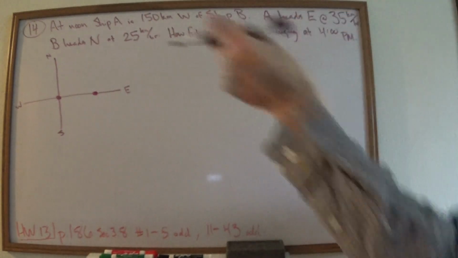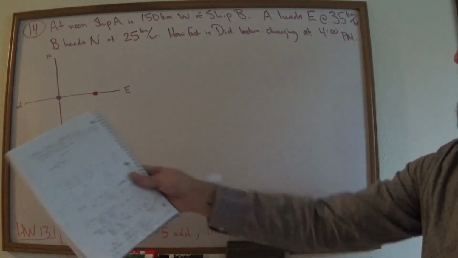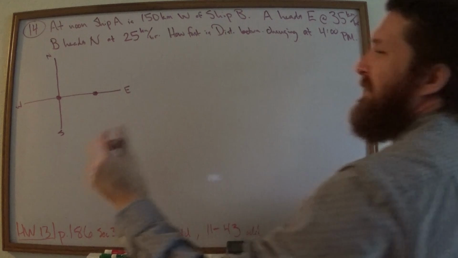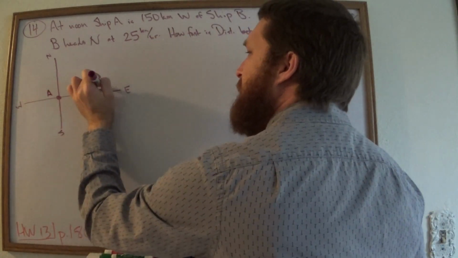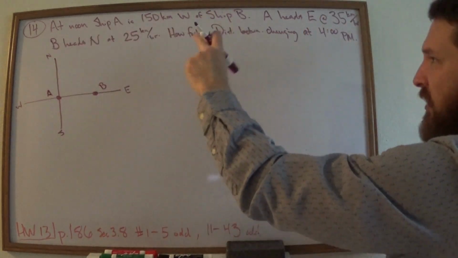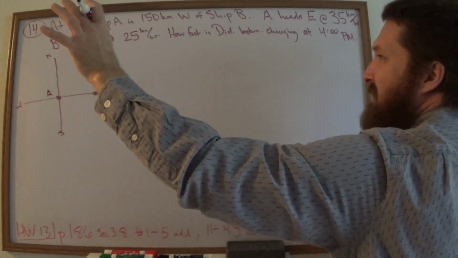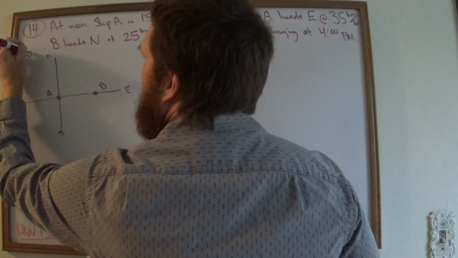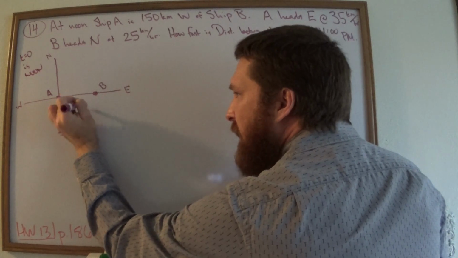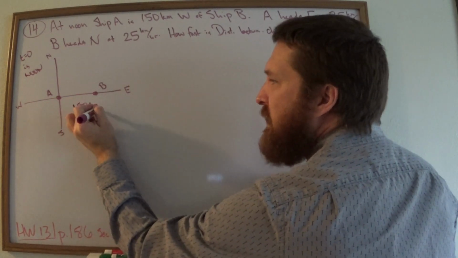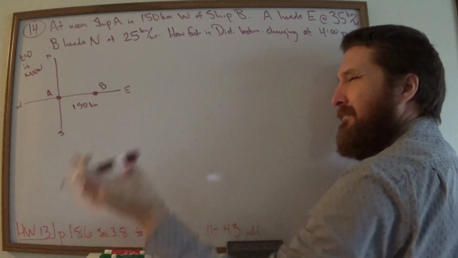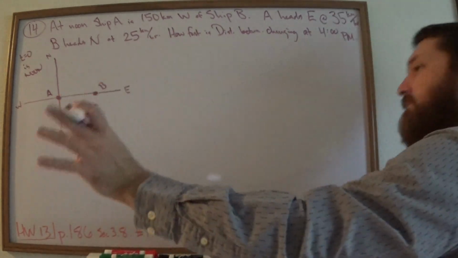And so A is west of B. So which one's A and which one's B? A is the one at the origin. Okay, so here's ship A. Here's ship B. And at the starting time, at noon, we're going to call that time 0, right? Time 0 is noon. Then they are 150 kilometers away from each other. So another way of saying that is that B is at 150 on the x-axis.